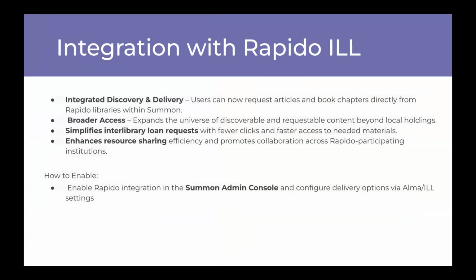Great. And so while the Research Assistant helps users understand what they're looking at, Summon's integration with Rapido takes it a step further, making it easier to actually get what they need. So with this integration, Summon becomes more than just a discovery tool. It becomes a direct gateway to delivery. So now your users can request articles and book chapters from Rapido libraries right from the search results, which of course in turn means broader access to materials beyond your local holdings, fewer clicks, and faster turnaround times for ILL requests. Like I mentioned, they can request articles and books, and they can also expand the universe of discoverable and requestable content beyond your library holdings, with fewer clicks, and it promotes resource sharing efficiency and collaboration across Rapido participating institutions.